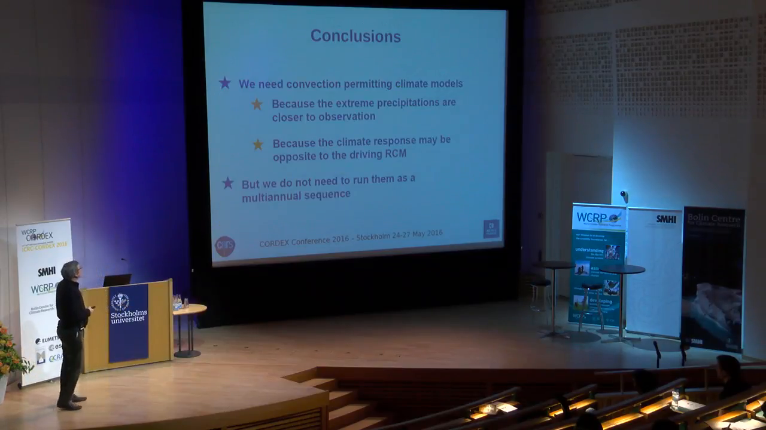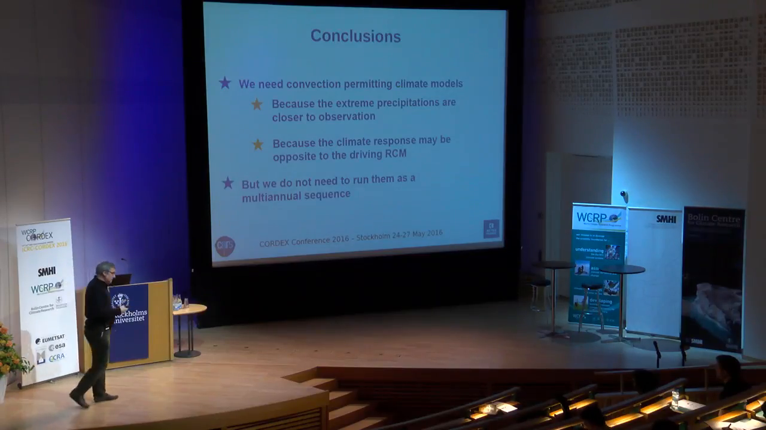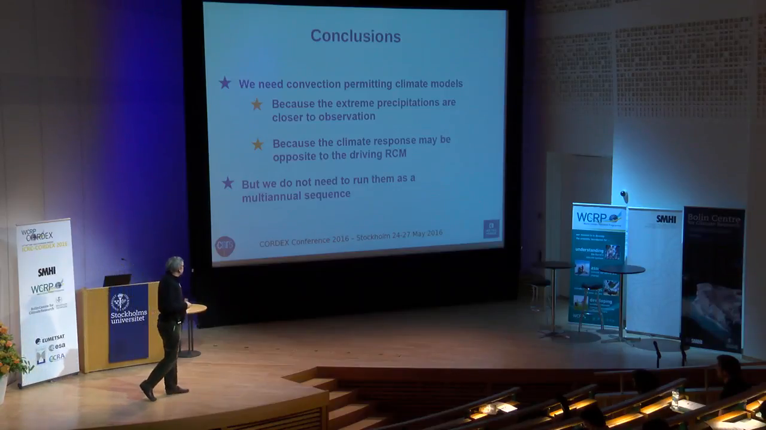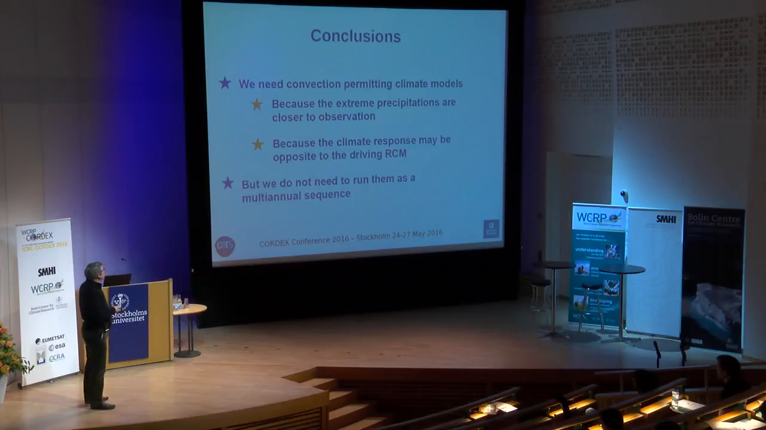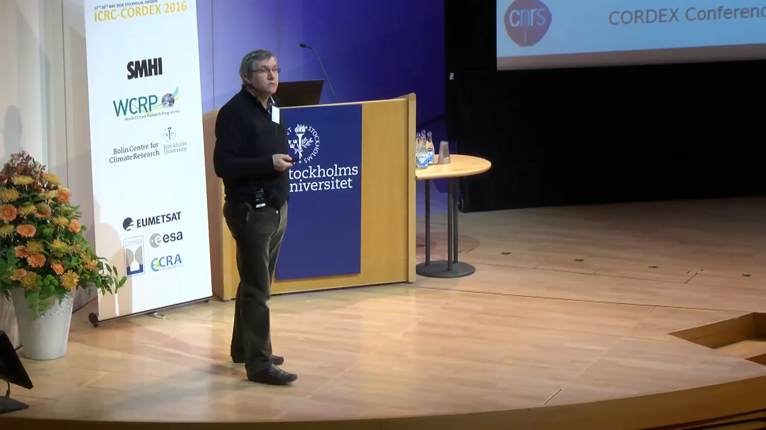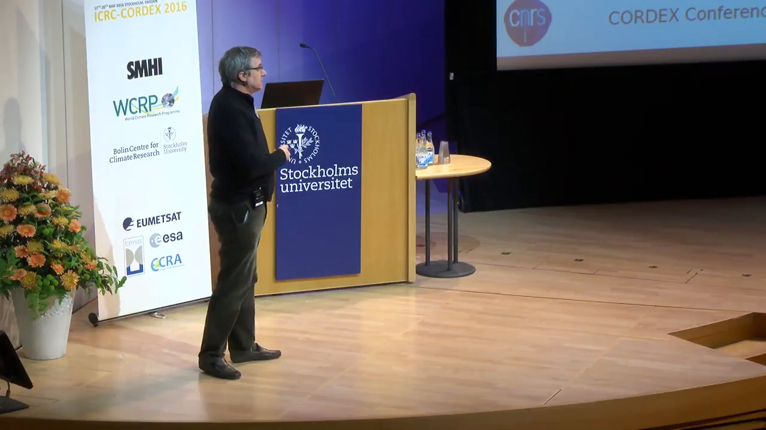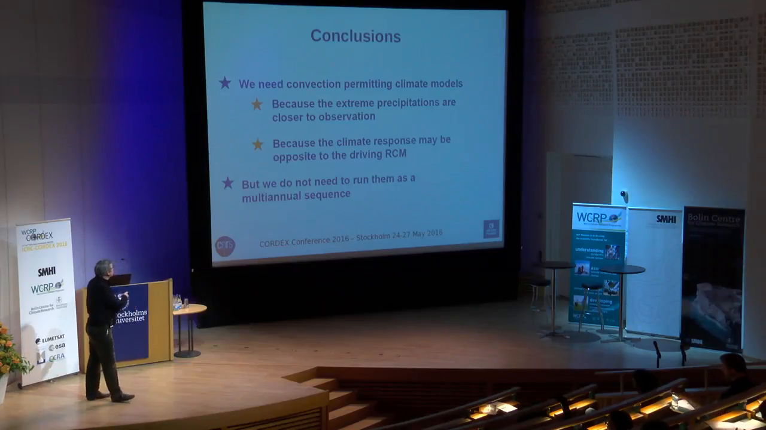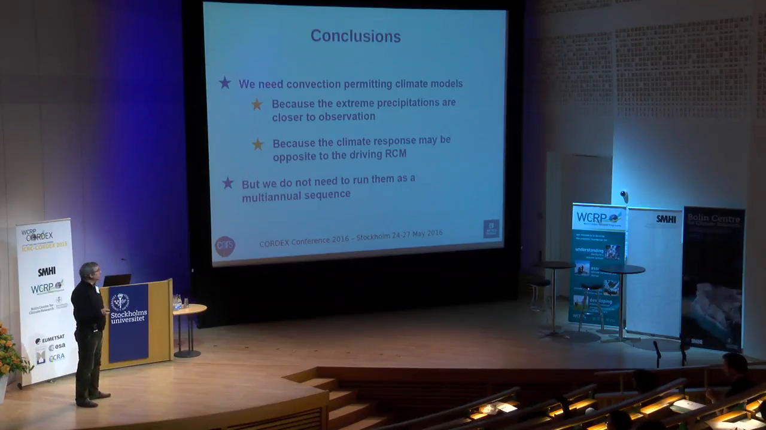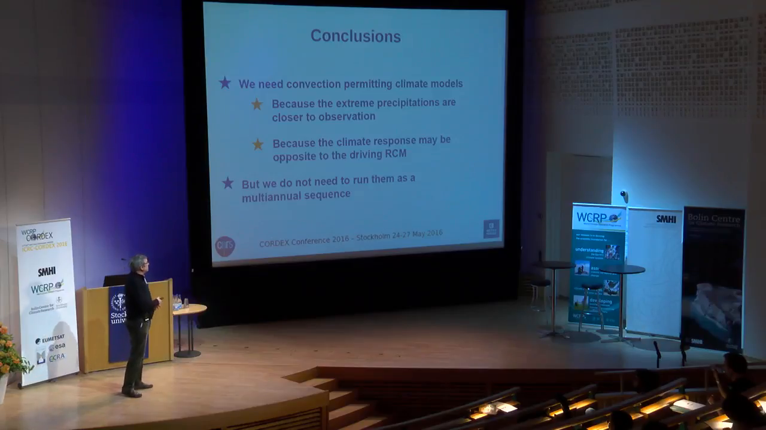And my conclusion is that we need convection permitting, and in the same way, convection resolving climate models, for two reasons. Because if we look at observation, we are closer to observation, so we should be more confident in something that is closer to observation. And also because in some cases, we can get an opposite response between the driving RCM and the driven convection permitting model.